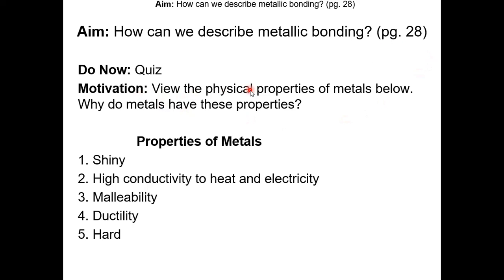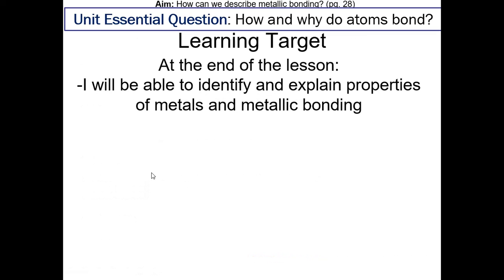Motivation. View the physical properties of the metals below. Why do metals have these properties? So here are 5 properties of metal. In order to understand why metals have these properties, you need to understand the structure of metallic bonding. So we're going to discuss that in this lesson.